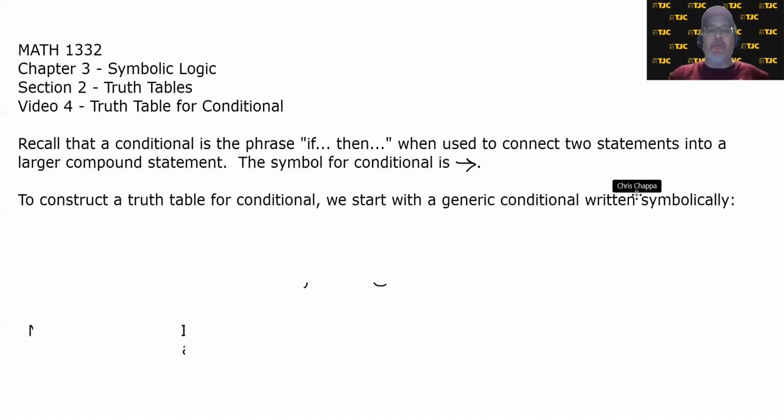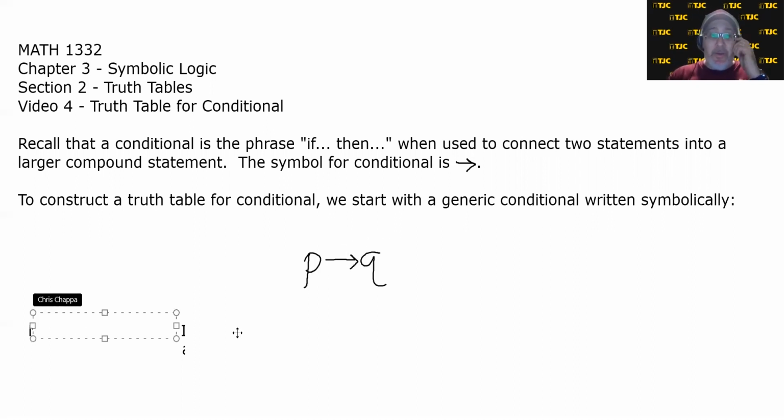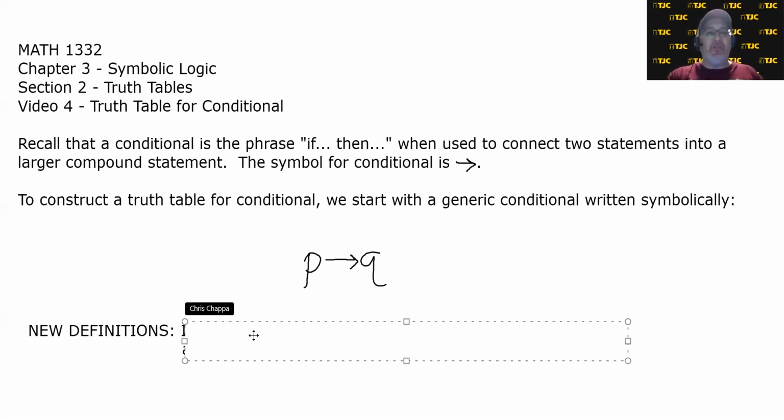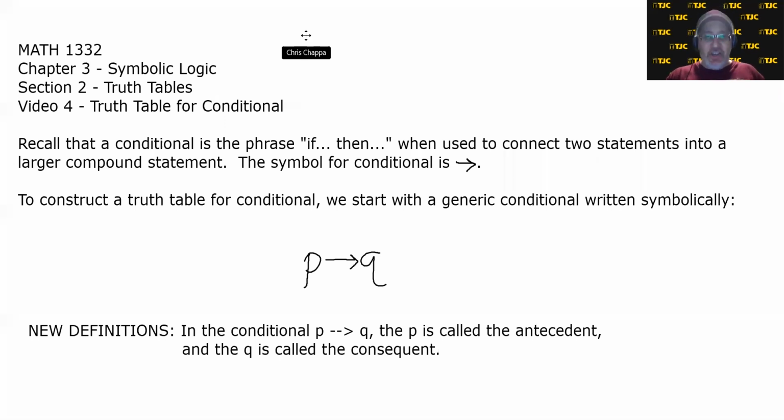To construct a truth table for conditional, we start with the generic conditional written symbolically, so it's going to be P pointing to Q. And you may be thinking, wait, on the previous 2 videos, you didn't have more stuff down here. That's because now is the good time to officially introduce the new definitions, the definitions of the words that I've been using in a previous video in this series and even one in the previous series. In the conditional P arrow Q, the P is called the antecedent.